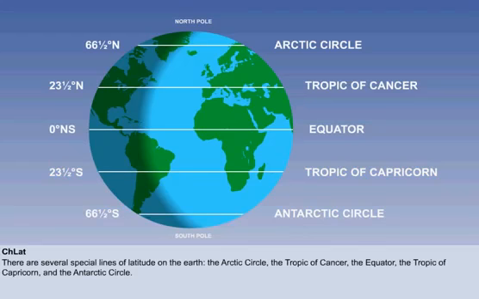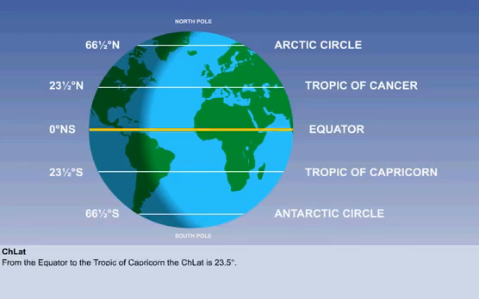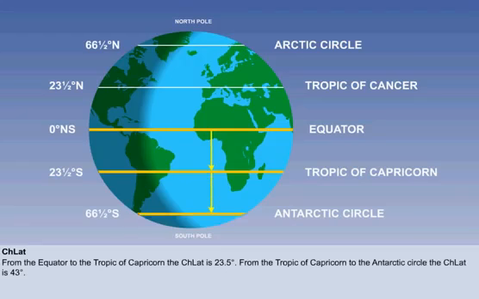For example, from the equator to the Tropic of Capricorn, we can see that the ChLat is 23.5 degrees in a southerly direction. From the Tropic of Capricorn to the Antarctic Circle, the ChLat is another 43 degrees, still heading south.